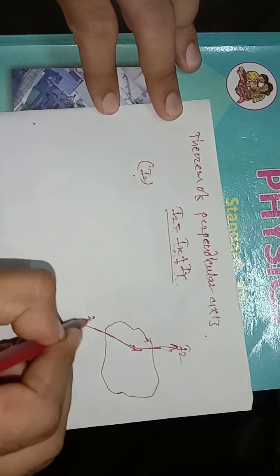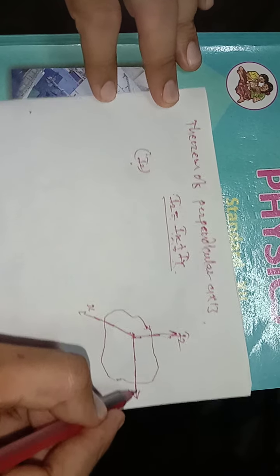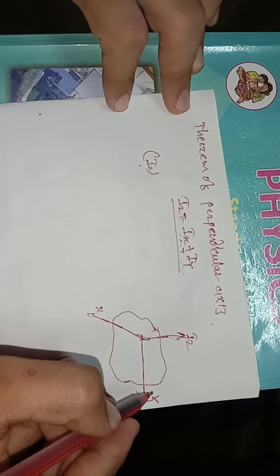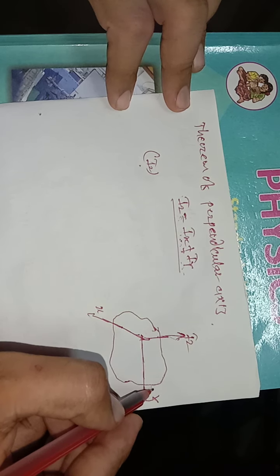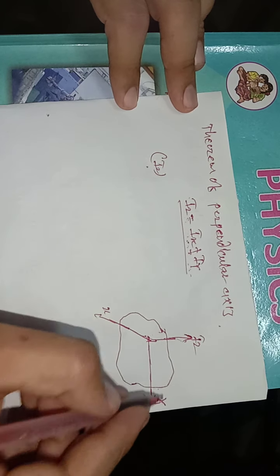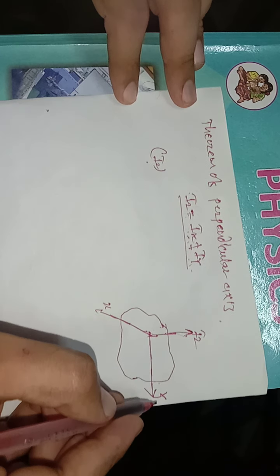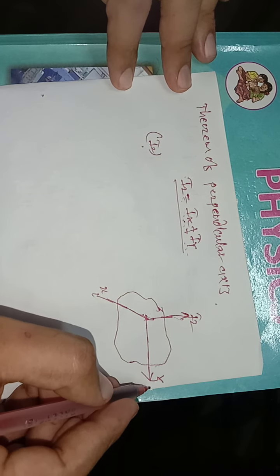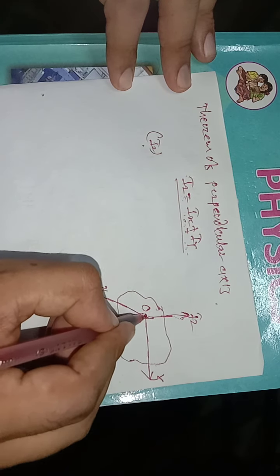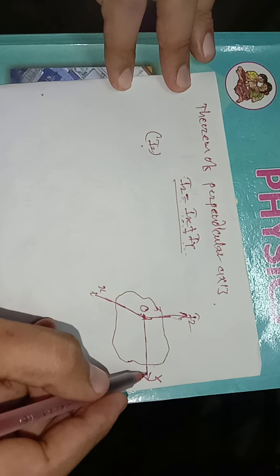This one is x and this is perpendicular to that, this one is y. Two mutually perpendicular axes in its plane, and these axes in its plane are concurrent at point O. This is the z axis, this is the x axis, this is the y axis.